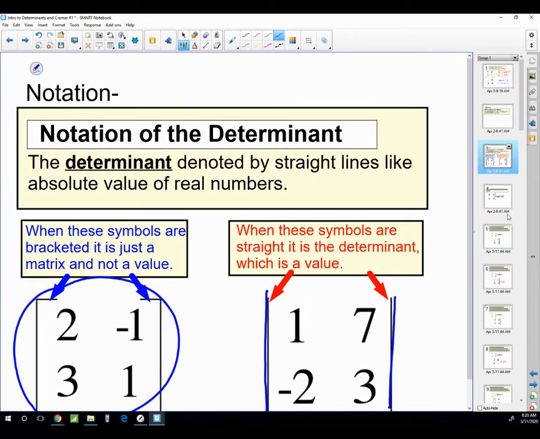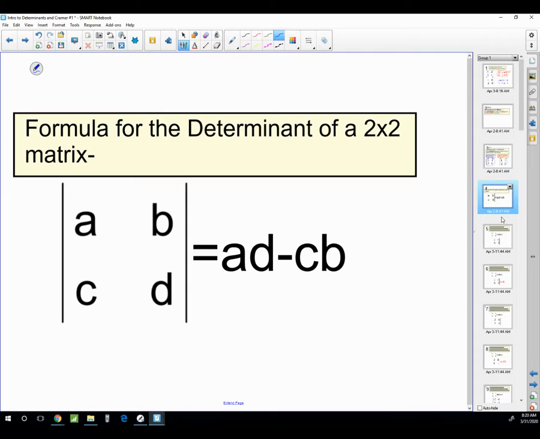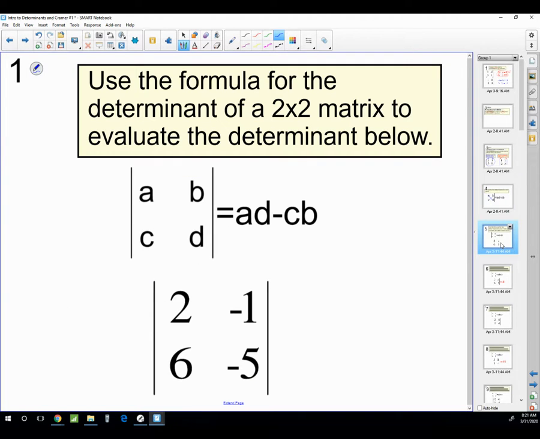Let's keep going. All right, so there's kind of a formula for the determinant, and we're going to develop it kind of quickly, but it's just this diagonal, the product of this diagonal minus the product of that diagonal. Okay, so see if you can do this, problem number 1. All right, at Socrative, when I refer to problem number 1, this is what I mean.